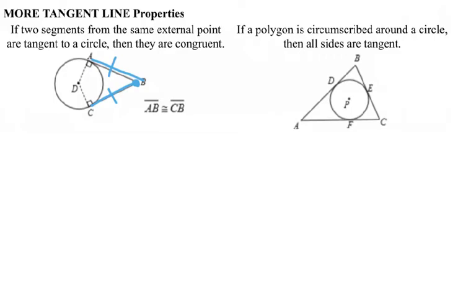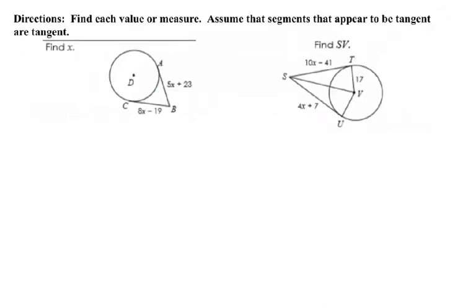Alright, and then this might be a new word. Be careful when you say this one out loud, because some people say it and it's not what they meant to come out. If a polygon is circumscribed, which means it's on the outside of a circle, then all sides are tangent. So what that means is that these two are equal to each other, and these two are equal to each other. So the two that meet at the same point to make the duckbill are the two that are congruent to each other. So now we're going to use those to do some problems.